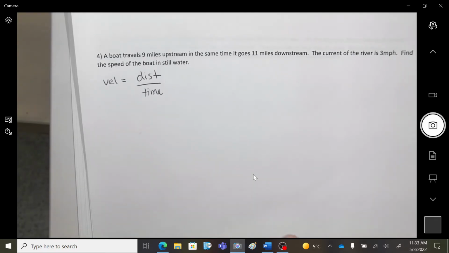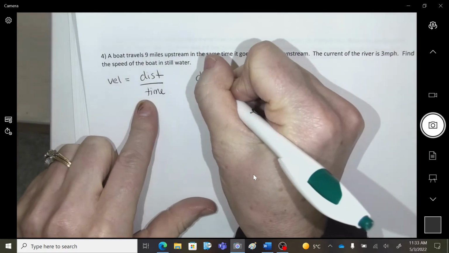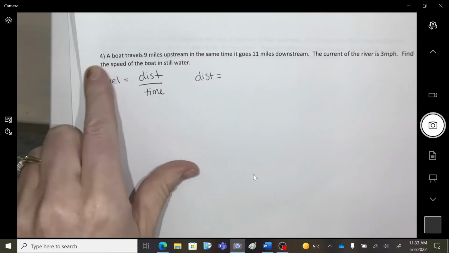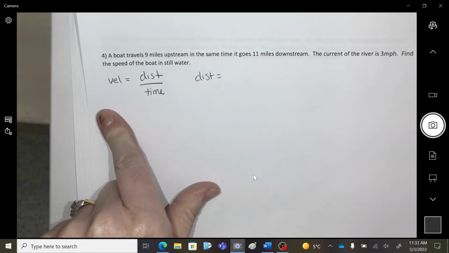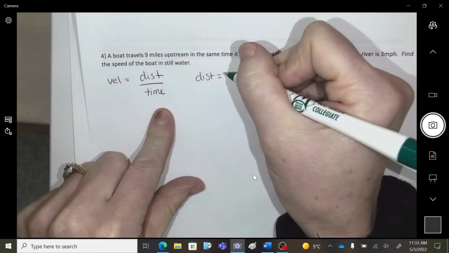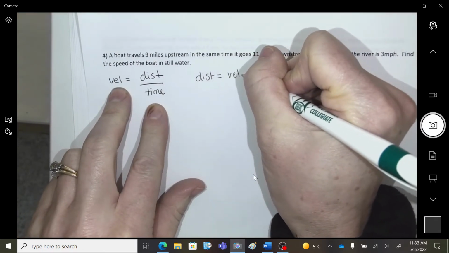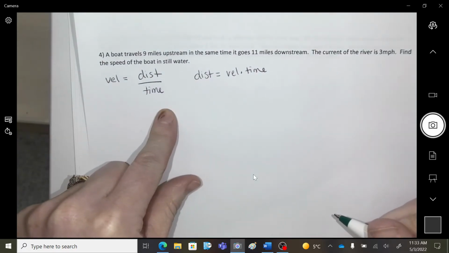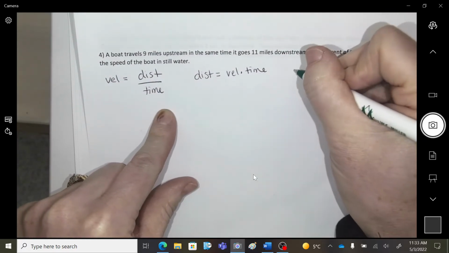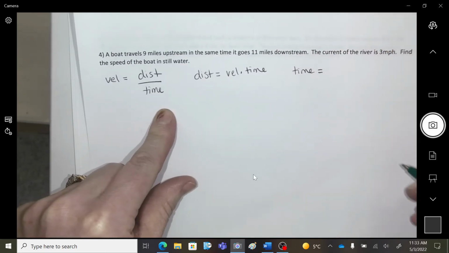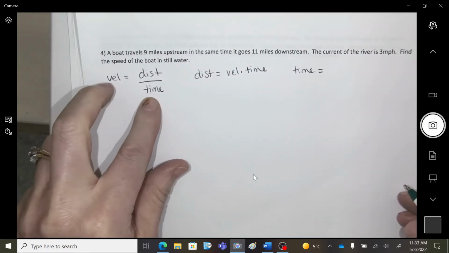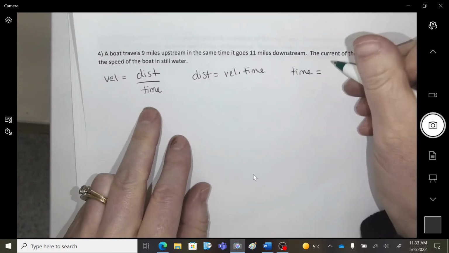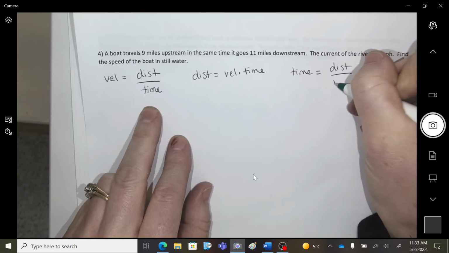Now, let's do all the switches. So if I wanted distance, how do I rearrange that formula? Distance would be that, and time would be, you have to flip-flop time and velocity, right? Distance over velocity.